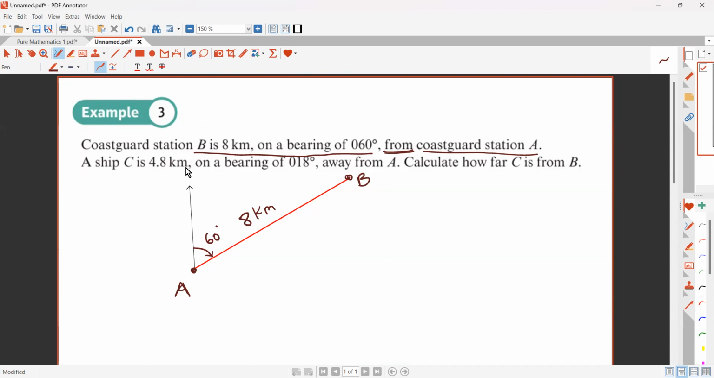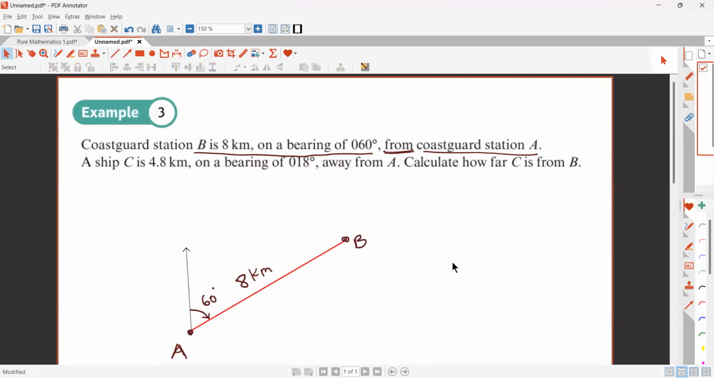The ship C is 4.8 kilometers on a bearing away from A. Again, there is a ship C, which is 4.8 kilometers at 18 degrees. Now there is a problem. I need to bring the whole thing downwards a bit. It is at an angle of 18 degrees, right? This is at an angle of 18 degrees. You see? A little bit, nothing much. Let me open the door and come.